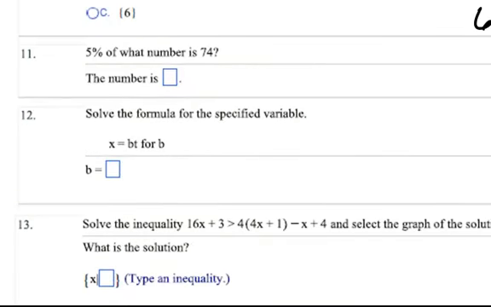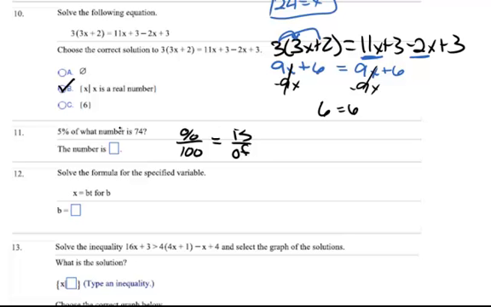For number 11, 5% of what number is 74? When figuring these out, if you think about percent over 100 equals is over of, well, we're talking about 5%, so put the 5 over 100, of what number is 74? Is, being 74, goes on top, and what number means we don't know, so we're going to put a variable down here.